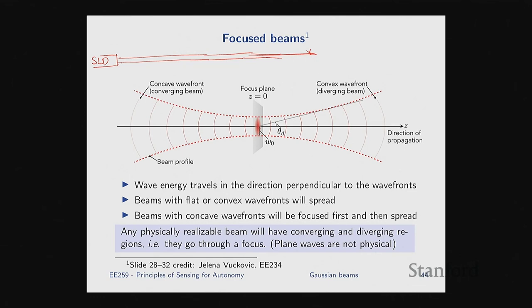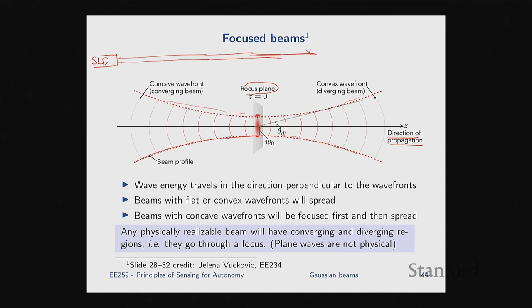Every physically realizable beam is going to have regions where it is converging and regions of propagation where it is diverging. So if you take a beam that is in this slide going from left to right and call that the Z direction, the direction of propagation, every physically realizable beam is going to have some region where it's converging, and then it reaches some focus plane, which is the minimum waist size of the beam, and then after that it is going to start diverging. Any beam that you can physically make is going to have this property.